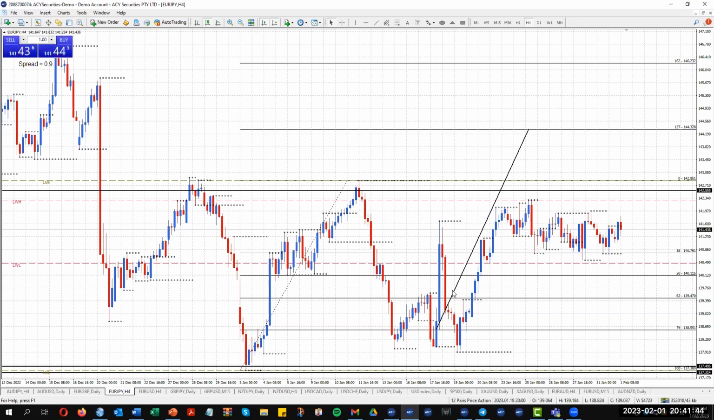All right. Now, what does start to happen is it just starts to form structure on the 4-hour chart. It starts to form a base here.